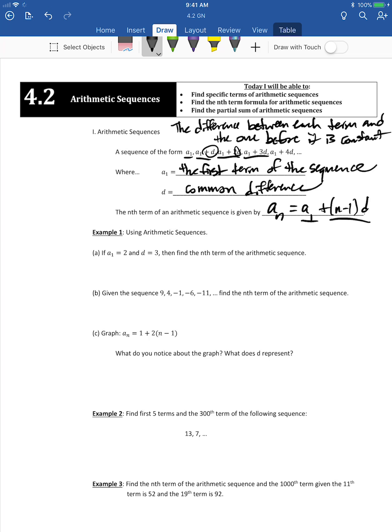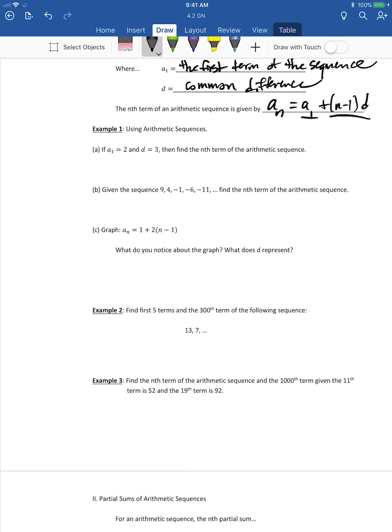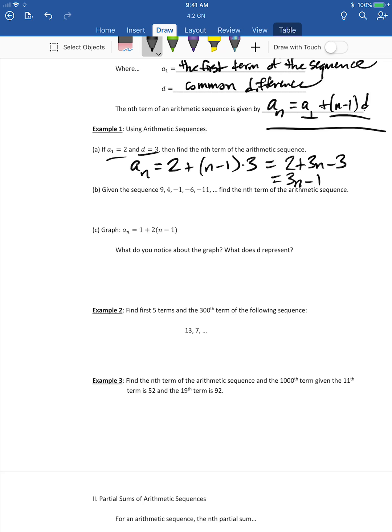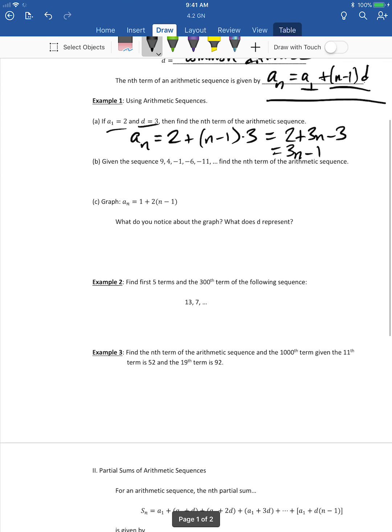So how do we use this information? Let's look at example 1, letter A. If a sub 1 equals 2 and d equals 3, then find the nth term of the arithmetic sequence. The nth term is just this formula. And they gave me a1 and d, so I can just plug into my formula. 2 plus n minus 1 times d is 3. And if I simplify this, that's 2 plus 3n minus 3, which is 3n minus 1. And that's it.